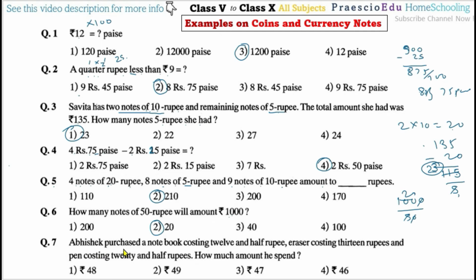Now question number 7: Abhishek purchased a notebook costing 12 and half rupees. 12 and half means 12.5 rupees.